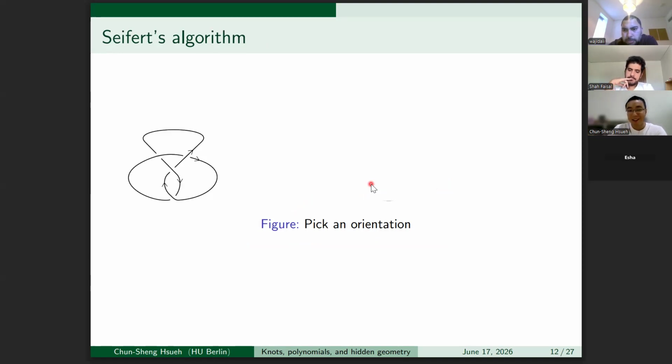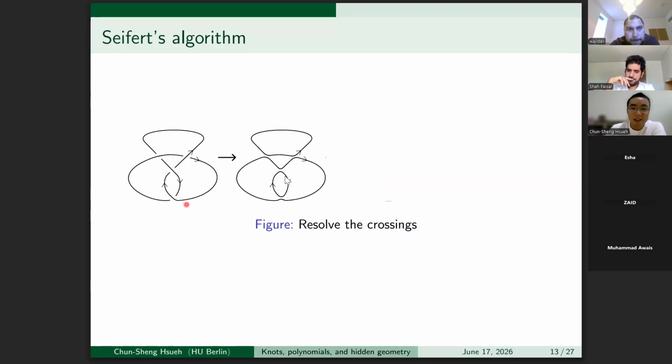Now I'm going to present what is known as Seifert's algorithm. And maybe this is why we call these Seifert surfaces. We're going to pick an orientation on our knot, and an orientation is simply a choice of which way we want to go around the knot. When you have a link, you choose it on every component. That would be an orientation for your link. Next step, we want to resolve the crossings. So I want to end up with a bunch of circles.